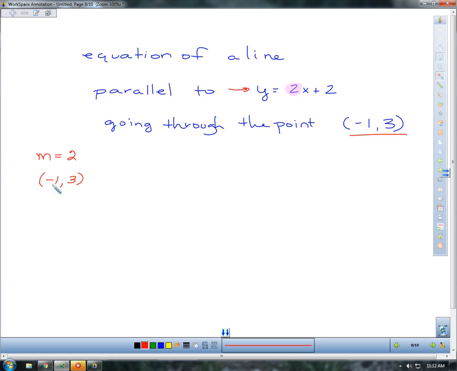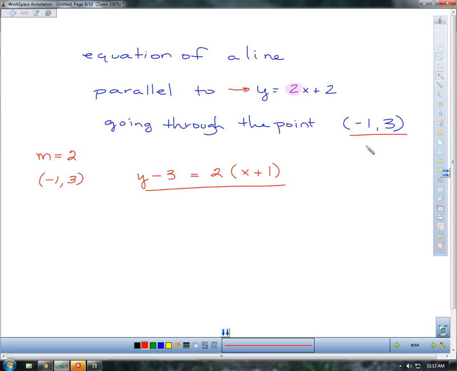Okay? So let's look at what I've been given. I have a slope, and I have a point. So what that means is it's going to be much easier to do this in point-slope form to start. Okay? So we're going to do y minus y1. So our y1 is 3. That's equal to our slope, which is 2, times x minus, well, minus a -1 is like saying +1, right? So here it is in point-slope form.